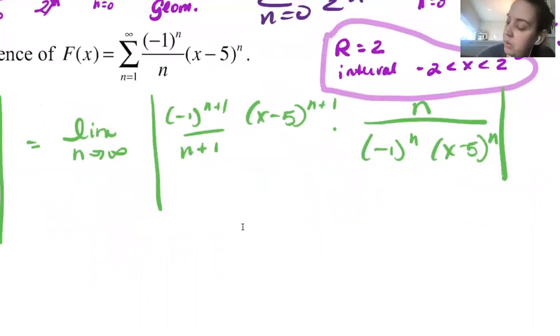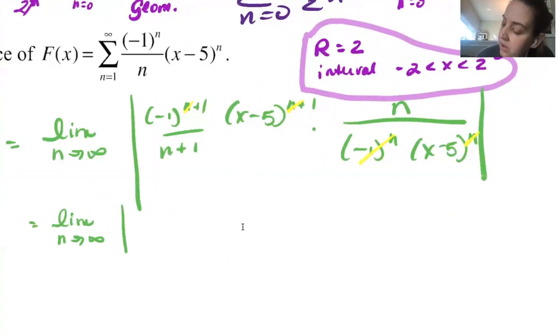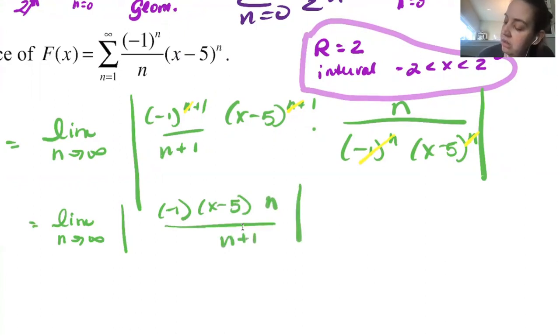Well, I have one more x minus 5 in the numerator than I do in the denominator. So this will just be x minus 5. Same thing with my negative 1s. I've got one more in the numerator than I do in the denominator. So this becomes the limit as n approaches infinity of the absolute value of negative 1, x minus 5, n over n plus 1. Okay.